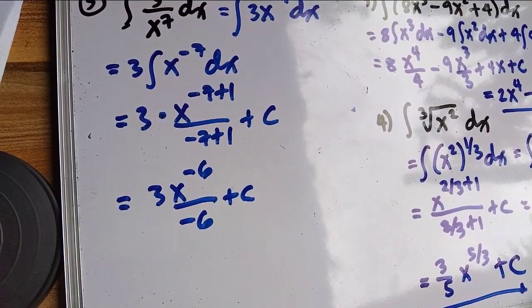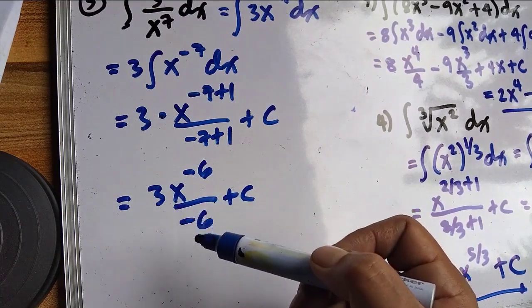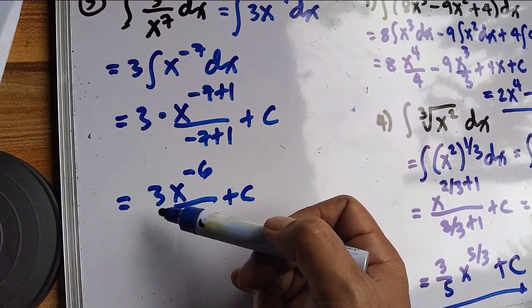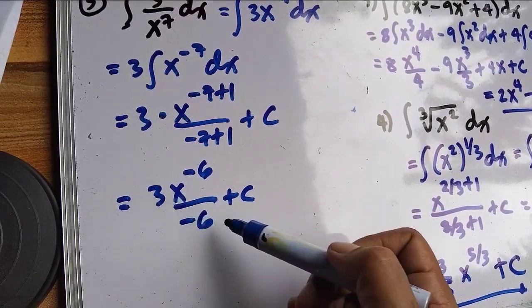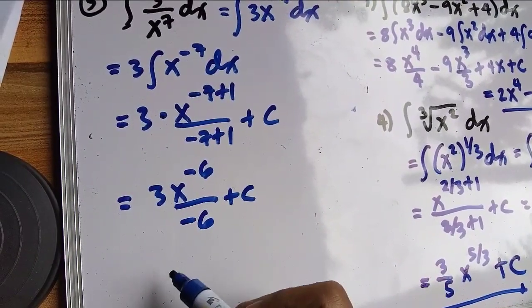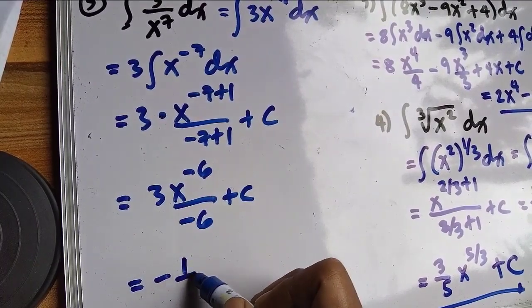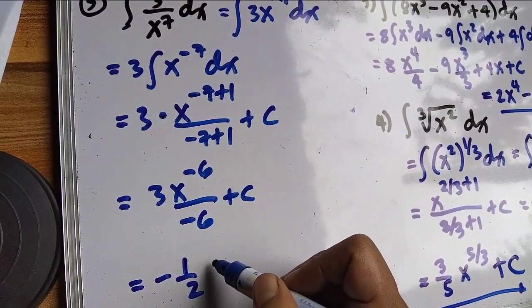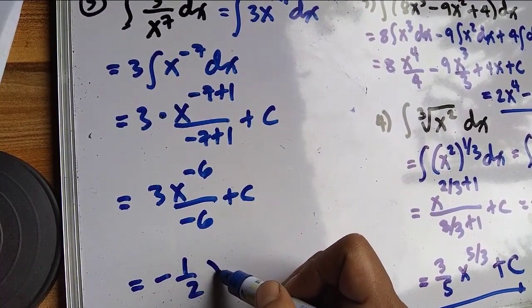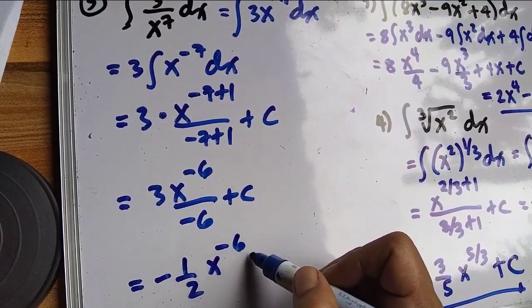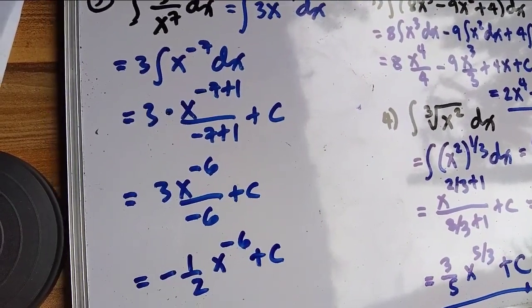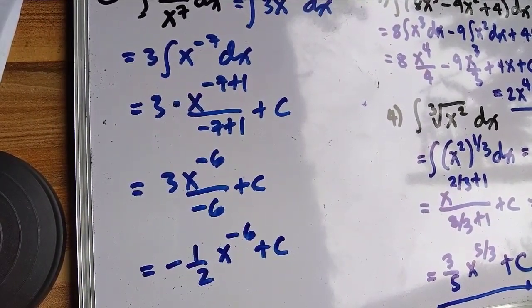Are we through? Wala pa gihapon. Karon naman, napamantay fraction. So what is the reduced form of 3 over negative 6? That is equivalent to negative 1/2 x to the power of negative 6 plus c. Are we through? I guess wala pa gihapon.